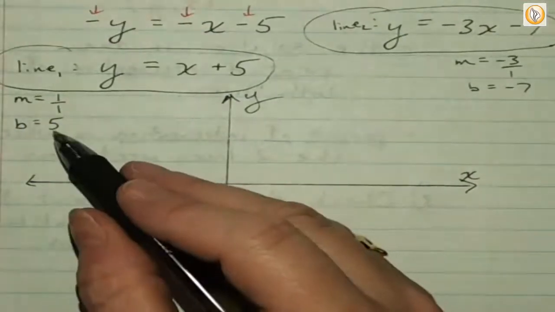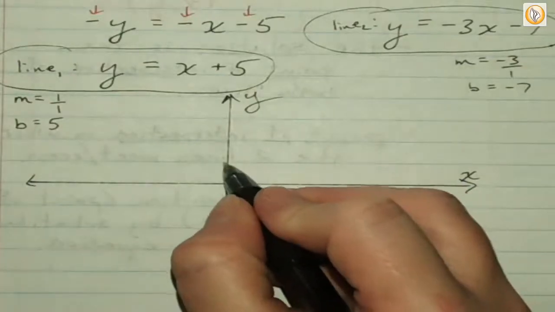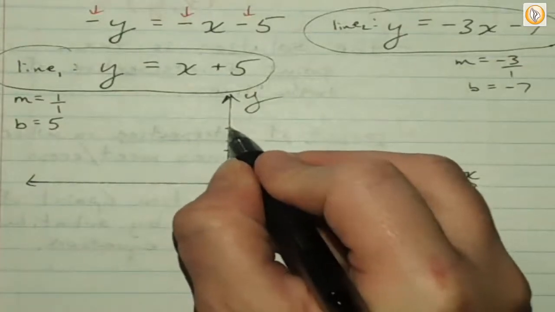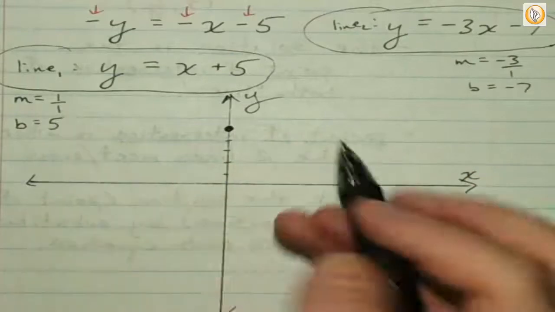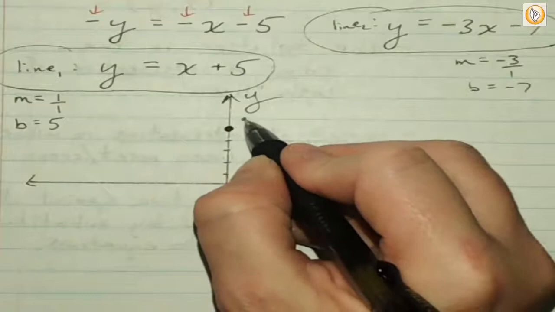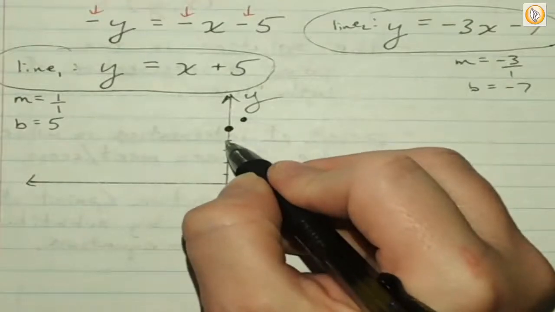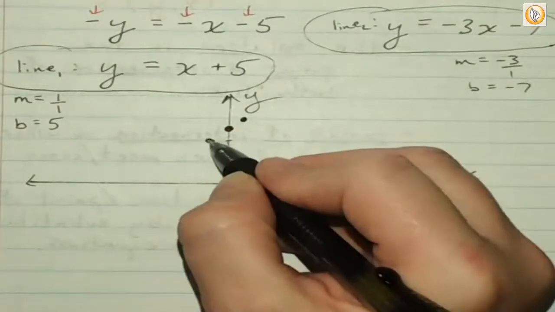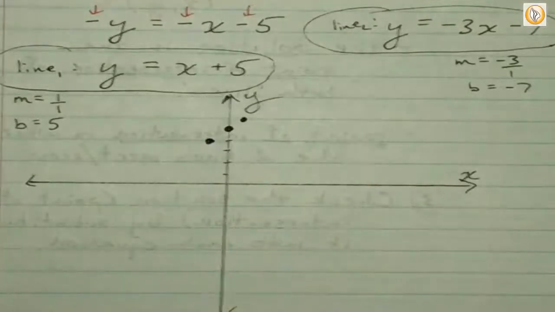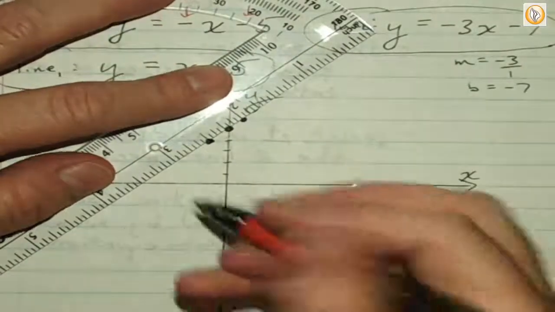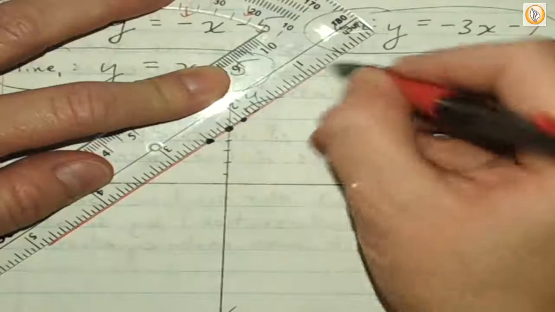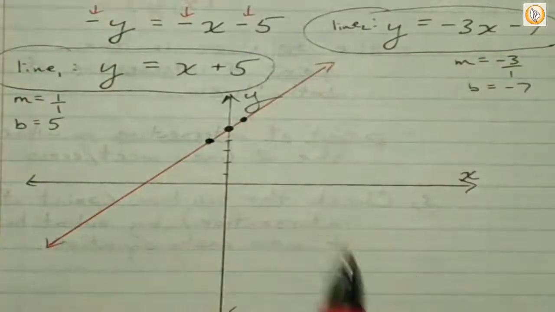Okay, so let's start with this one first. We have positive 5 is my y. 1, 2, 3, 4, 5. And then my slope is 1 over 1. So 1 over 1, we can go down 1 over 1. So then you have what on your pages should be similar to a straight line. Again, on graph paper, it's going to be more perfect. So there's my first line, line 1.